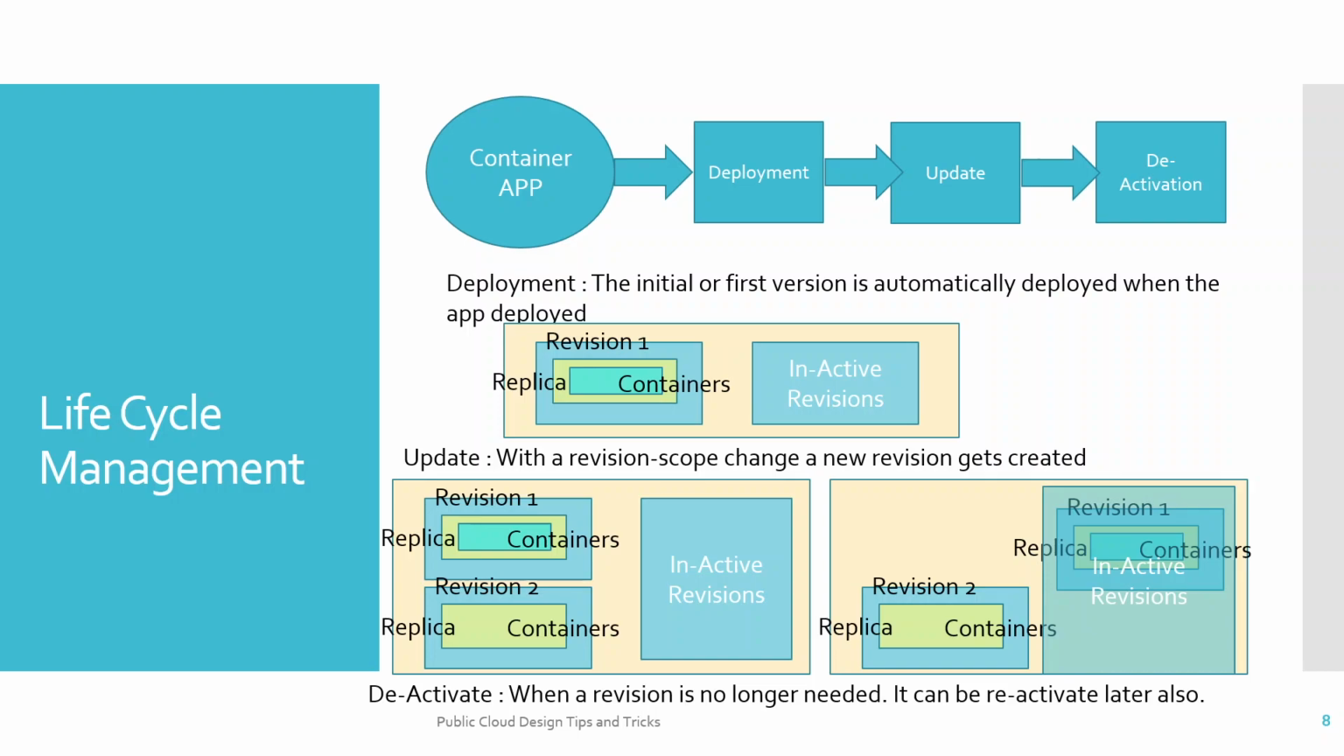At any point of time, you can have multiple updates with multiple revisions. And say, at one point of time, you don't need a revision which is no longer in use, then you can very well deactivate it. So when a revision is no longer needed, you can deactivate it, and at any point of time, you can also reactivate it if you need to. So that is how it works.